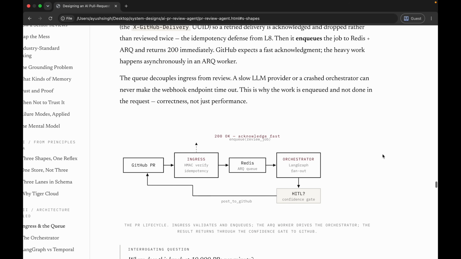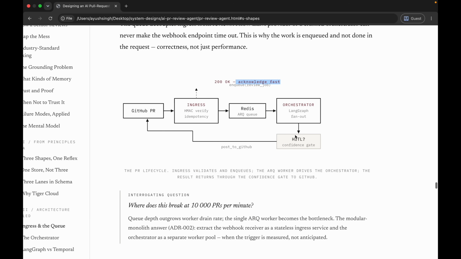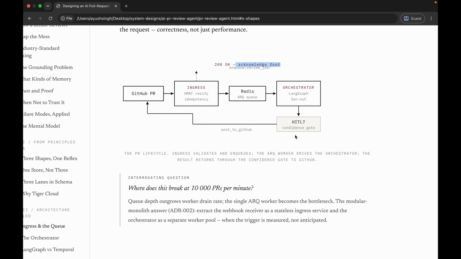The reason why we are doing that is the GitHub PR eventually comes in, it ingresses and verifies, it queues the job into Redis, and then that PR goes to the orchestrator. The reason is that GitHub asks that I need to acknowledge fast, and sometimes a crashed or delayed orchestrator may not be able to satisfy the GitHub condition, because it expects a truly quick response. Now, where does this break at 10,000 PRs per minute?